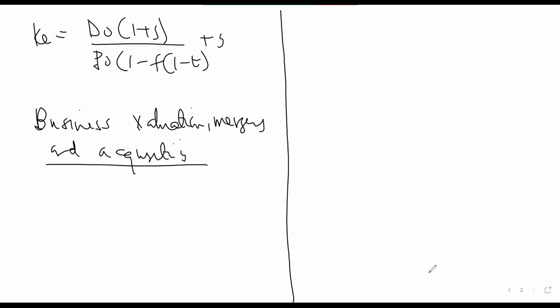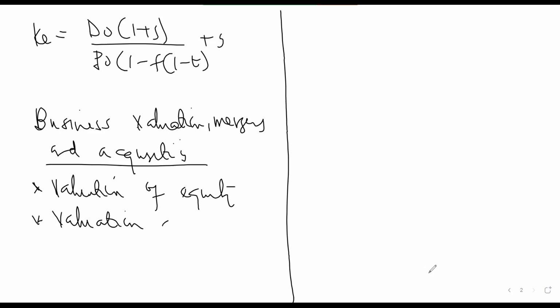So we'll be looking at what we call the business valuation. We'll be looking at what we call the mergers and acquisition. Then we also look at what we call time value of money. All right. Business valuation, you have to know that we are going to be looking at valuation of equity or shareholders fund. Okay. We'll also be looking at valuation of debts. Okay. Valuation of debts, it will be both the debt will be the redeemable and then the irredeemable debts. Okay.